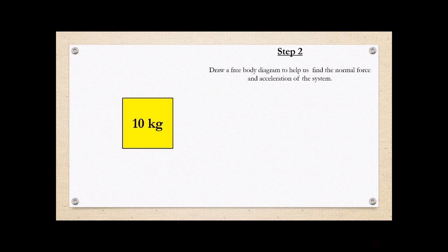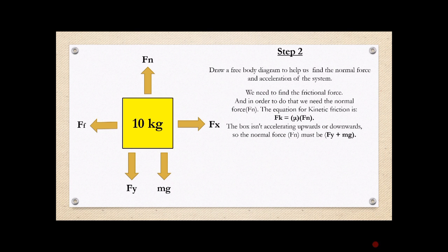Okay, the next step, step 2, is to draw a free body diagram to help us find the normal force and the acceleration of the system. So here we have mg as the downward force. We have Fy as a downward force. We have the normal force. We have the force in the x direction. We have the force of friction opposing that. So, in order to find that frictional force, we need to find that normal force.